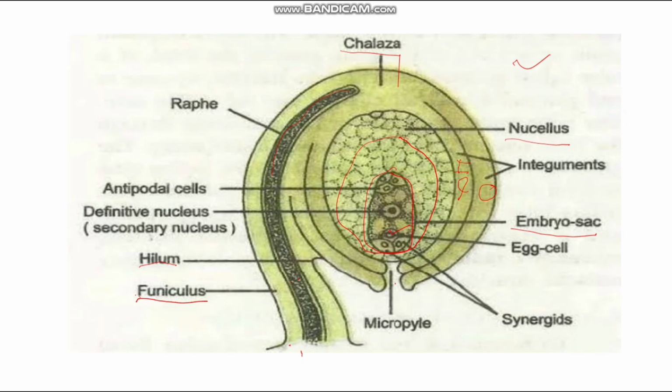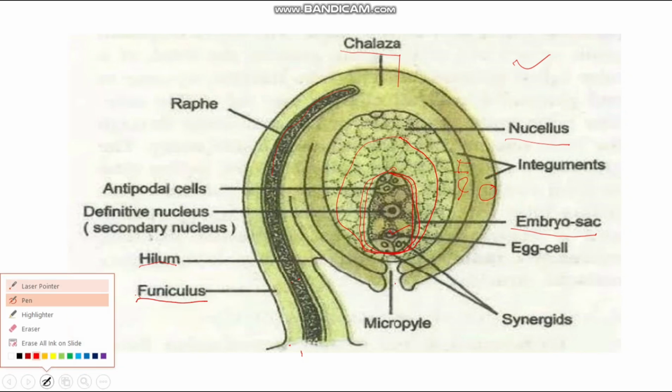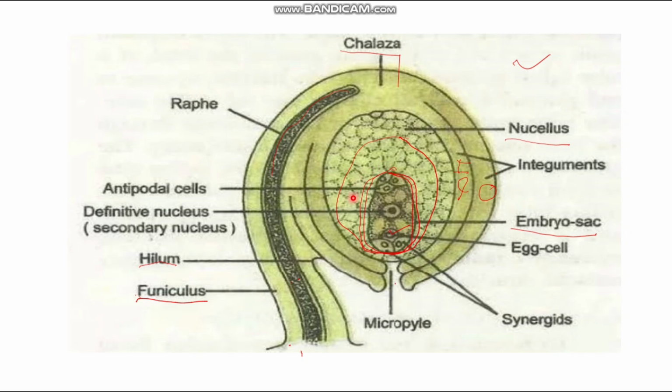This part is known as the embryo sac. Inside the embryo sac, the egg is present here. This embryo sac is also mentioned. And outside the embryo sac, it is known as the nucellus.